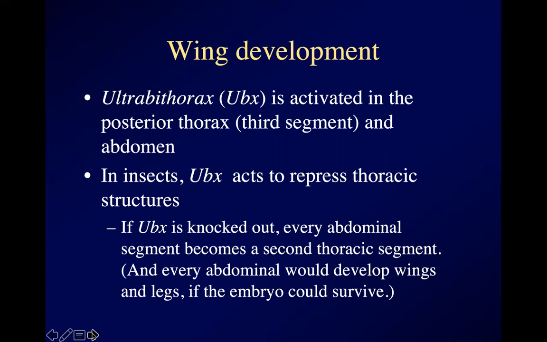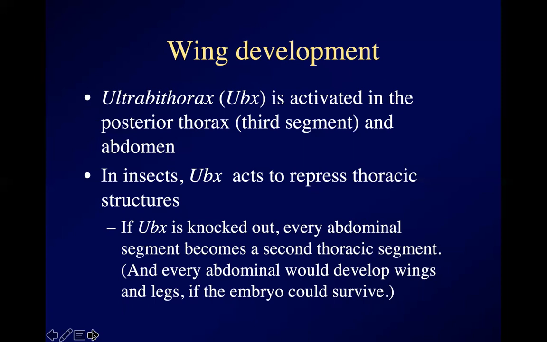In other words, if a UBX knockout embryo could develop into an adult, you'd end up with something like a centipede, in which all of the abdomen would be replaced by a chain of segments that each had a haltere and a pair of legs. The thing would look vaguely centipede-like. Now, UBX knockout embryos don't actually live that long, but they do develop long enough that you can tell what they would be developing into.